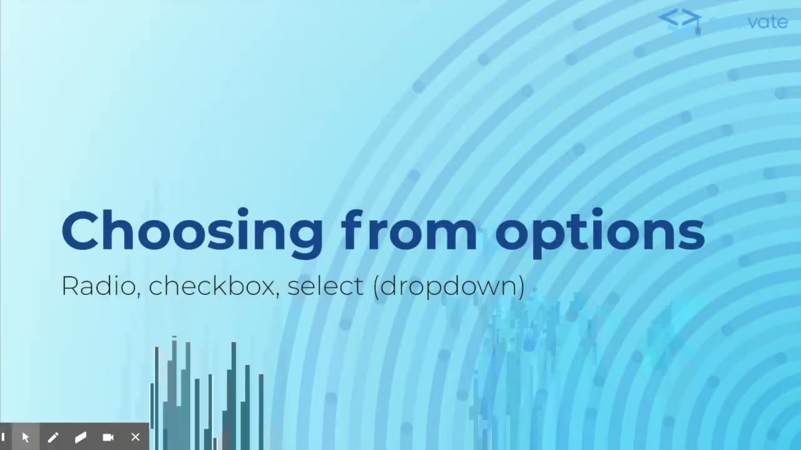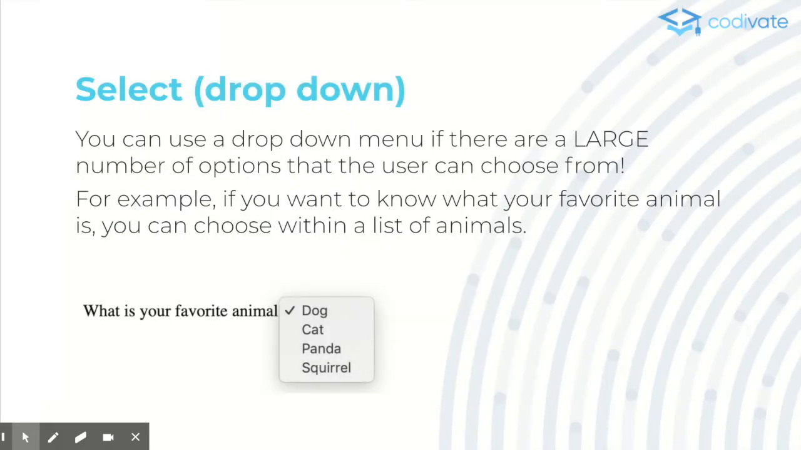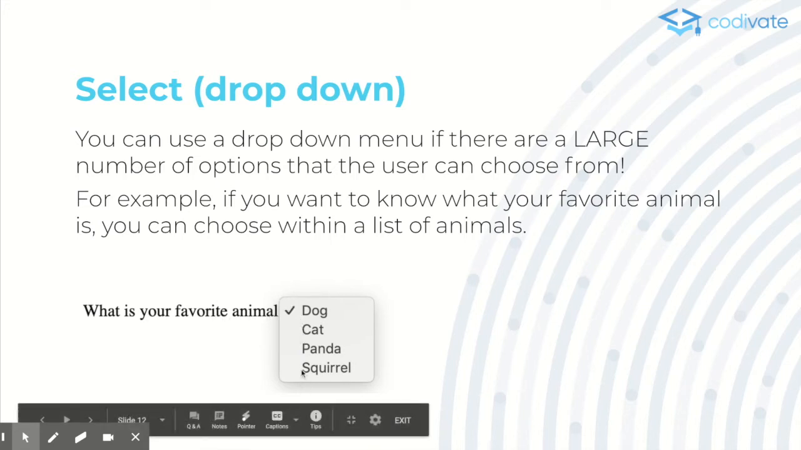So now let's go over choosing from a set of options: radio, checkbox, and select, which is a drop-down menu. So first, select. You can use a drop-down menu if there are a large number of options that the user can choose from. For example, if you wanted to know your favorite animal from a list of animals, you would use a drop-down menu. So, what is your favorite animal? There's a bunch of options here: dog, cat, panda, or squirrel. So that's an example of when you can use the select menu. Usually you would use it for longer lists.